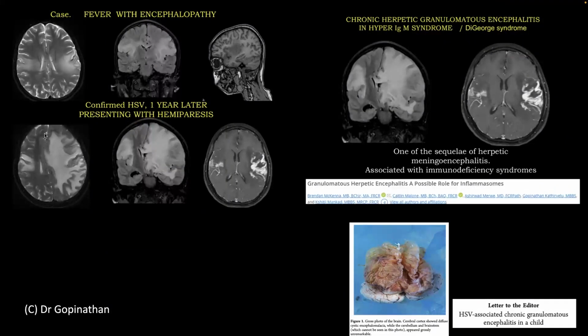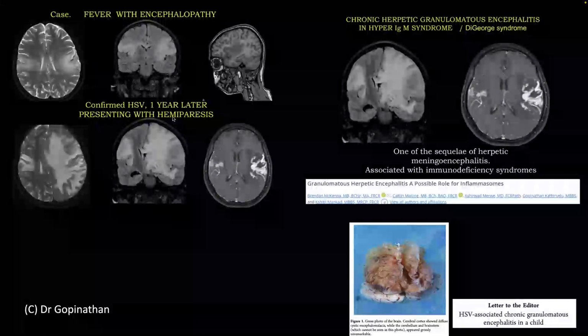This is the first patient. What we have presented here, we can see the gyriform enhancement. Everything started after 1.5 years only. So the same kind of presentation, the hemiparesis and the facial palsy will be the presentation, not any other mass effect lesions.